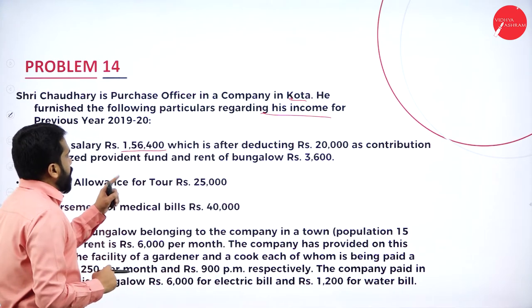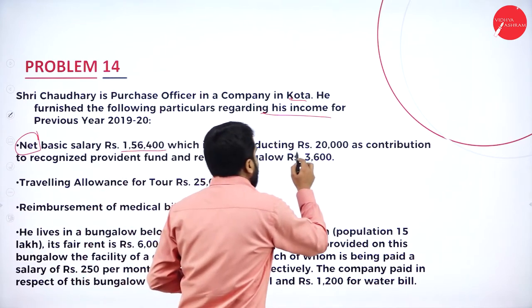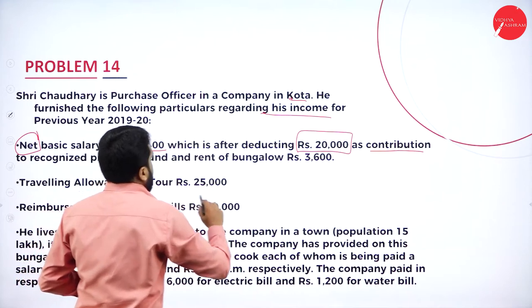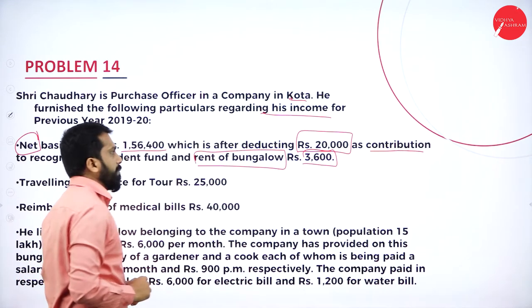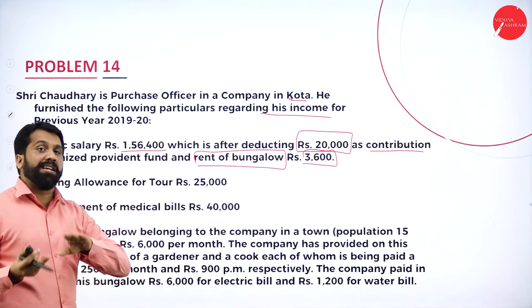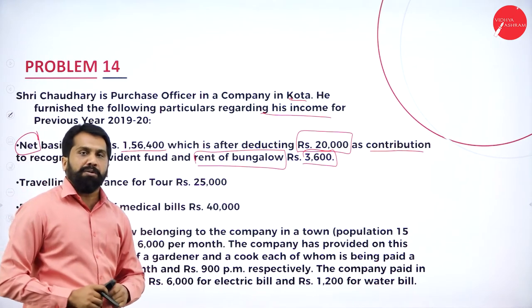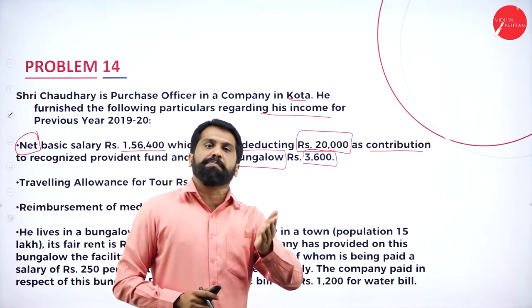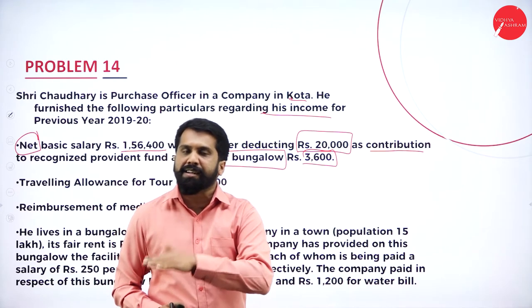Now, 1,56,400, which is after deducting 20,000 as contribution and 3,600 as bungalow rent. Now, in this, remember, if they have given net, make it gross. If they have given net, make it gross. How to make it gross? Very simple. Whatever already deducted, you add it back.